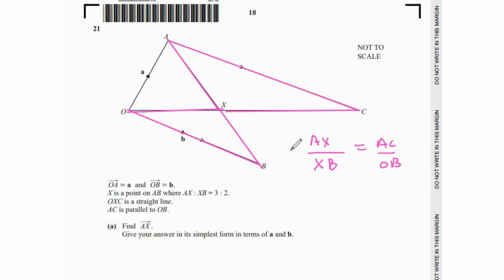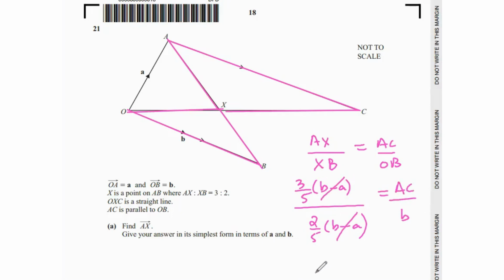So AX was found to be 3/5 of B minus A, and XB was found to be 2/5 of B minus A. AC is something we don't have, and OB is B. So the B minus A gets cancelled out, and that gives us 3/2 equals AC over B, which means AC is 3/2 B.